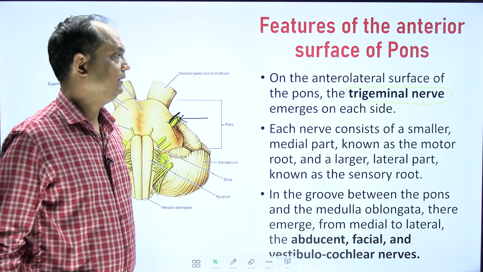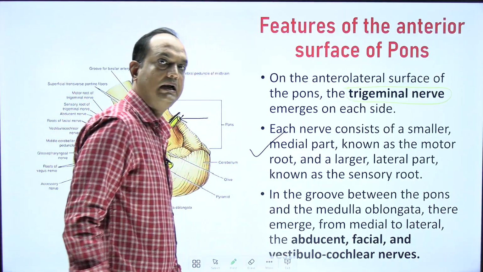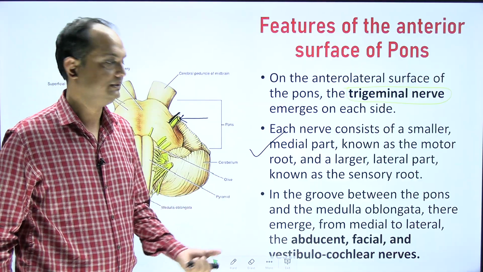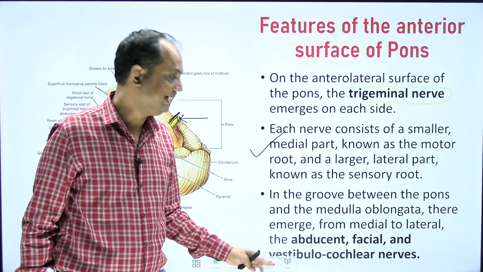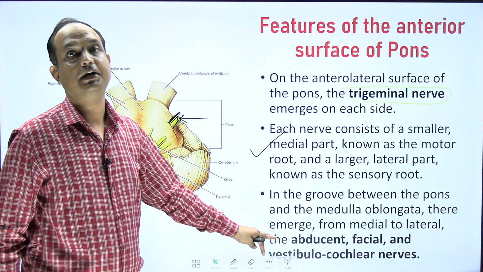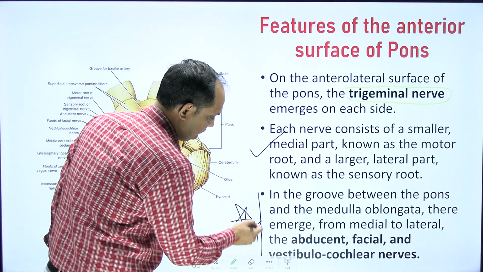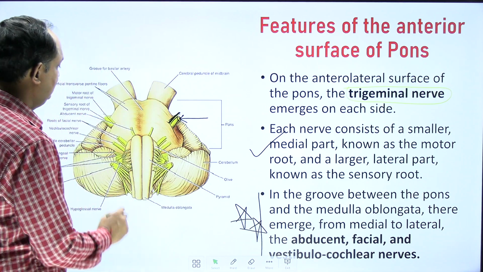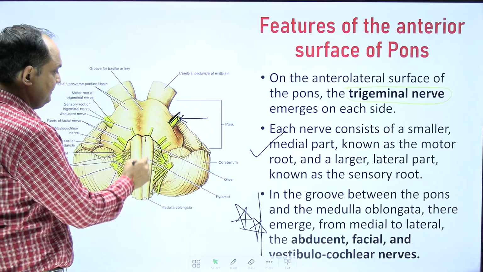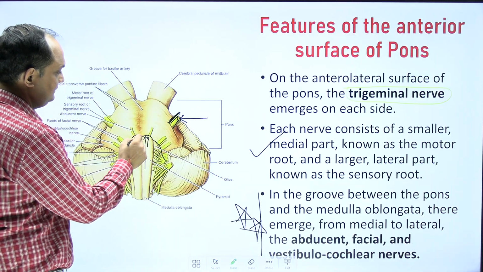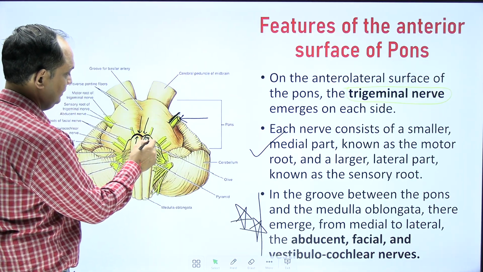Each part, or each root, consists of two parts. As I already told you, the motor root lies medially and the lateral root is the sensory root, which is larger. Now in the groove between the pons and medulla oblongata, you have the exit of cranial nerves. This is a very important viva question for your exam: this is the pontomedullary junction. Clear? This is the upper part of the medulla and this is the lower part of the pons. So it is known as the pontomedullary junction.